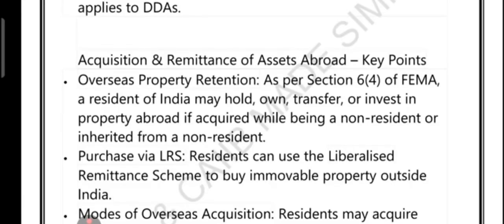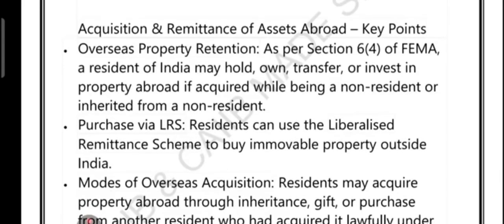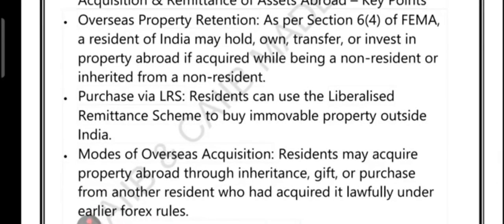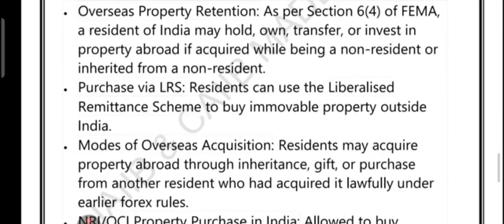And you can open a DDA account, but the condition is that the exporter must have an average annual turnover of at least 3 crore in the last 5 years. Now if you once lived abroad or inherited property from someone abroad, you can keep it, sell it or invest in it. FEMA allows that. You can also buy property abroad using the Liberalized Remittance Scheme. Indians can get overseas property through inheritance, gift or purchase from another resident who got it legally under the earlier forex rule.